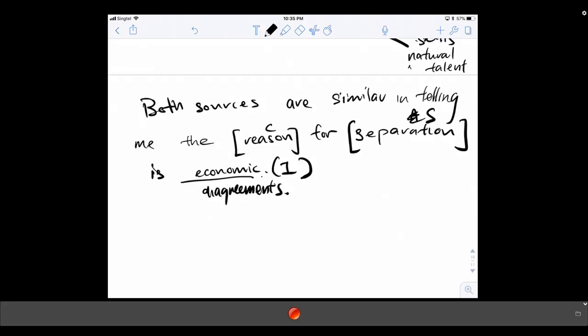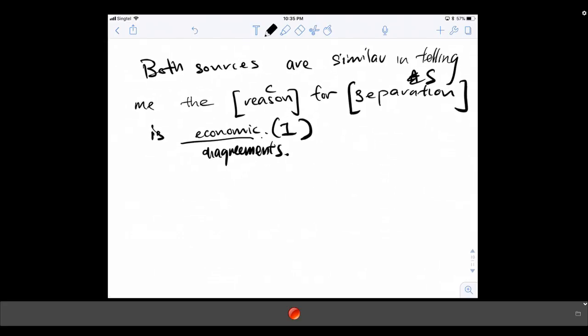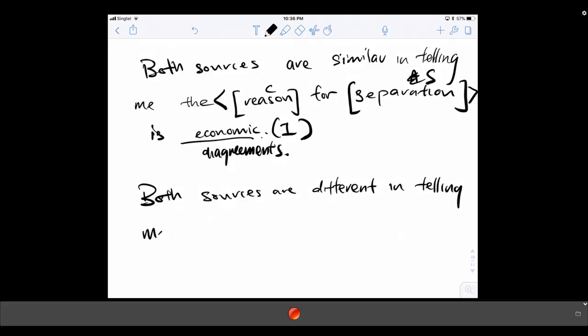Now when you do a different statement, okay, you have to be mindful that in your criteria you only give me the C and the S. That means the criteria and the subject. What about the subject are you inferring about? That is for difference criteria. So you will say both sources are different in telling me what. Oh no, not telling me. Sorry. So you don't use telling me. Okay, you say with regards to.